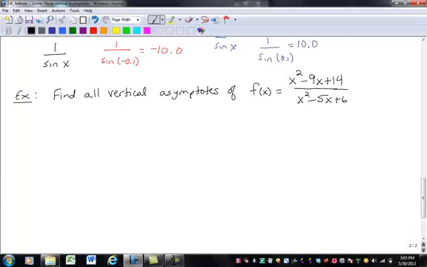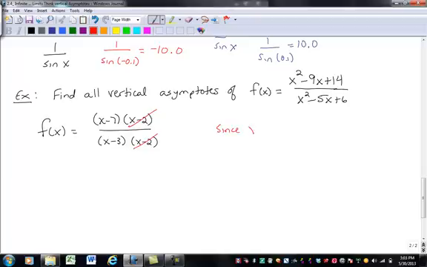So to figure out the vertical asymptotes, I need to simplify f of x as much as possible. On the top, I can factor that into x minus 7 times x minus 2. And the bottom, I can factor into x minus 3 times x minus 2. And when I do this, I can cancel the x minus 2 factor. So what that means is since x minus 2 canceled, then at x equals 2, there's a hole.